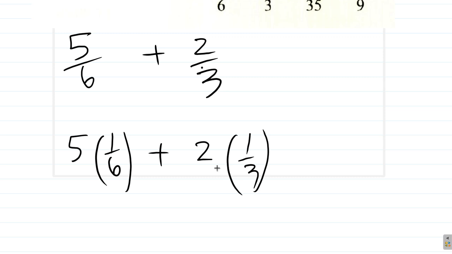It's like you're adding bananas and potatoes. 5 bananas plus 2 potatoes give you what? Well, you cannot say 7 bananas, you cannot say 7 potatoes, because you're adding 2 different things. If you had 5 1/6 and 2 1/6, then you could say it's 7 1/6. So let's put both things as 1/6.